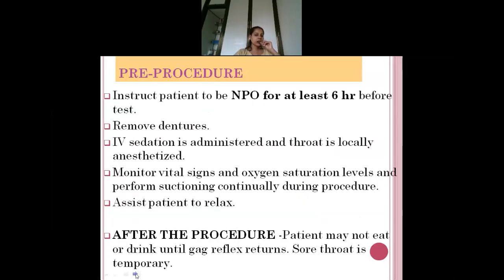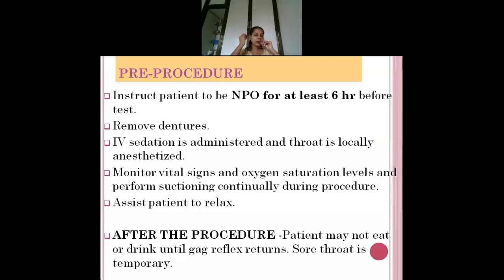Now, what is the procedure you have to do before the transesophageal echocardiogram? You should keep the patient NPO. Why? Because you're putting a catheter through the mouth, isn't it? So, keep the patient NPO for 6 hours, remove any dentures, then slight sedation may be given. IV sedation is given to the person because they may be very anxious, and local anesthesia can be used. Then monitor the vital signs, oxygen saturation, blood pressure, and ECG before and during the procedure.